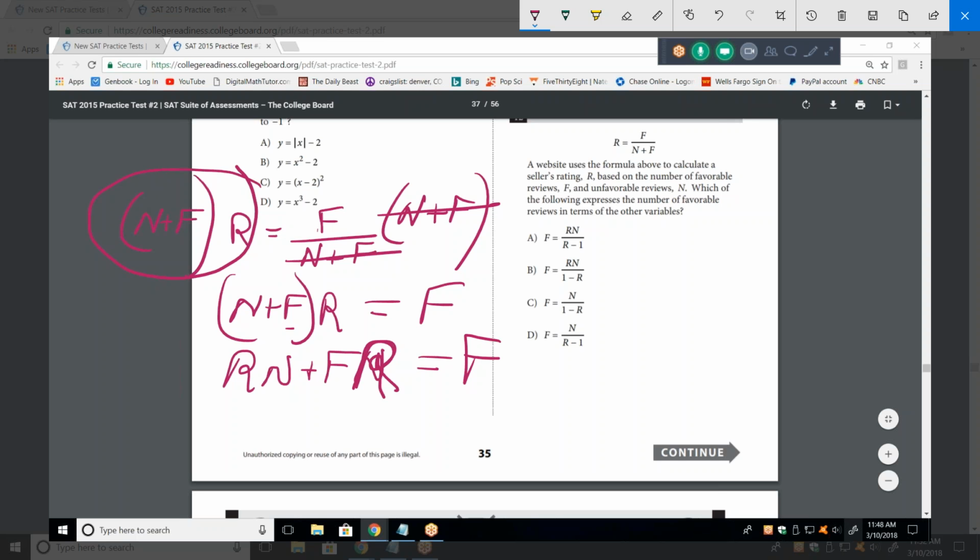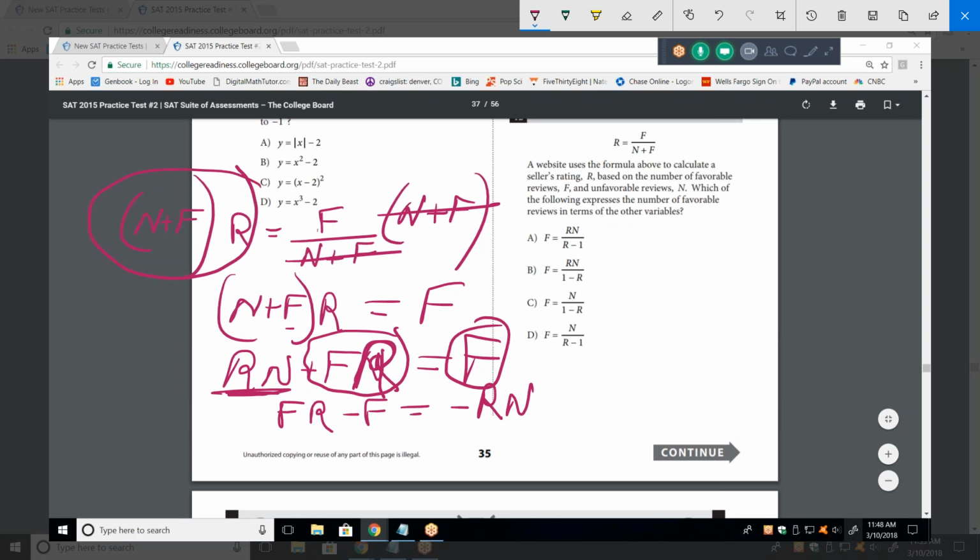Okay. So what's the left side become? No, just write it as you see it. FR minus F equals minus RN, right? In other words, I took these two terms, I put them on the same side, and I put everything else on the other.